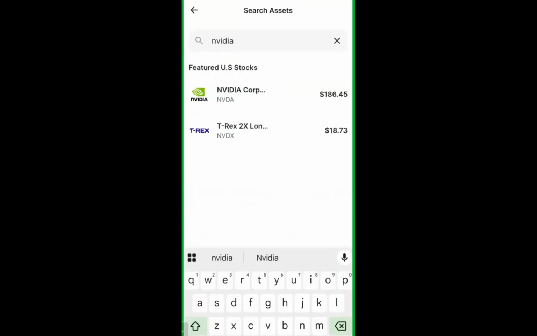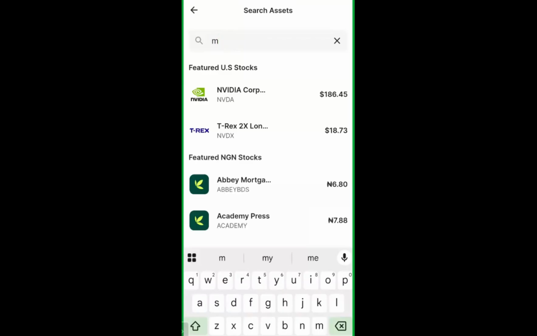So I want to show the comparisons. I'm going to go quickly to the Nigerian market. Let's go to the Nigerian market. Let's see.